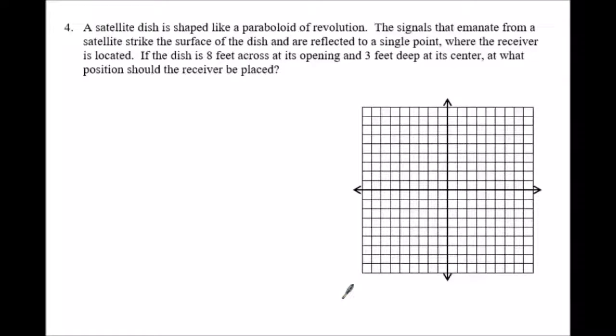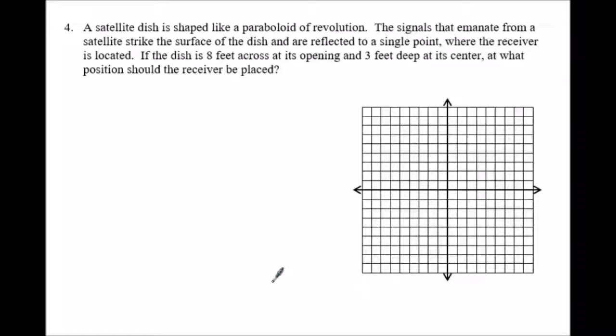So first of all, a paraboloid of revolution is when you take a parabola and spin it on its vertex to create a 3D object. So this means we've just taken a parabola and rotated it to create our satellite dish. We want the receiver to be placed at the focus of this satellite dish. So really, this problem is asking us to find the focus.